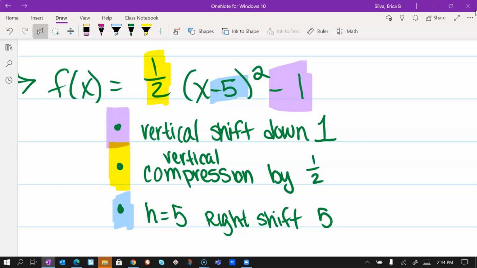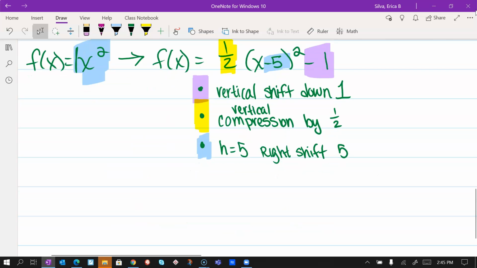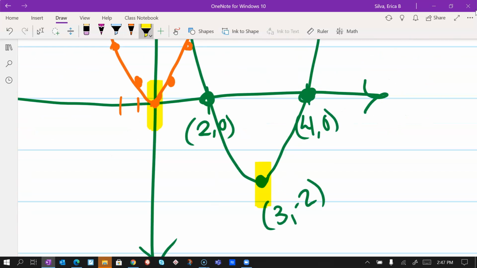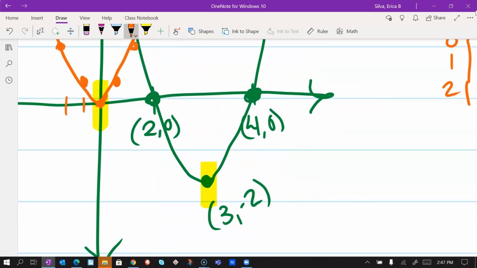All right. Any questions on these two? Okay, now we're going to graph. And remember, we go from our vertex of the parent function to the vertex of our new function. And we're just going to describe what it did horizontally, vertically, and how much did it stretch or compress.